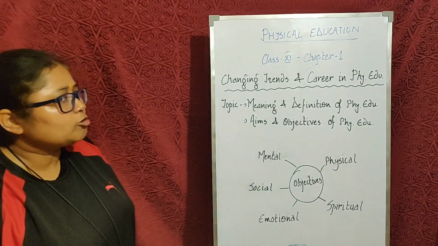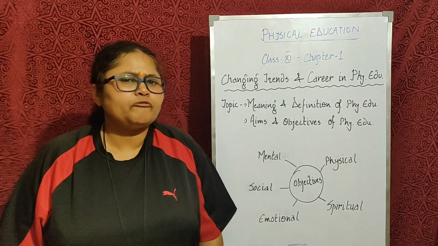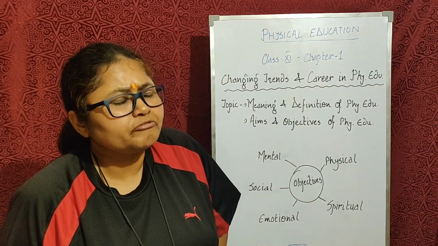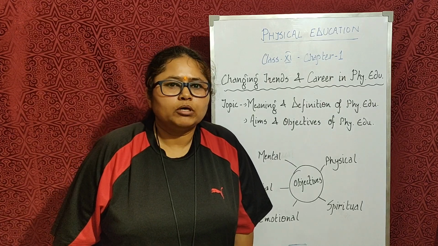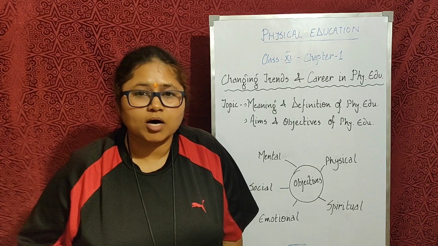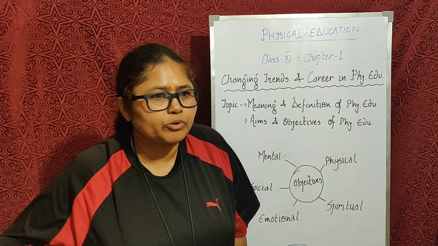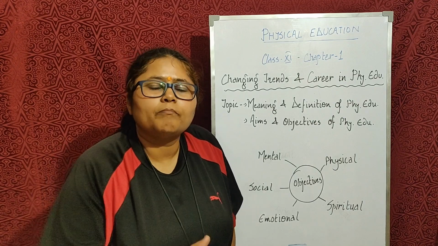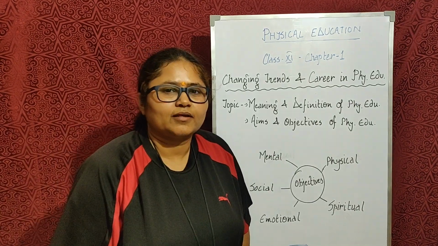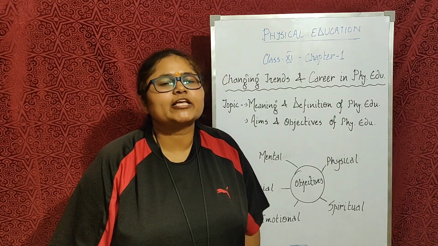The second objective of physical education is mental development. If we talk about mental fitness, we talk about the alertness of your mind: how quick and prompt you are in taking a decision, how quickly you are able to distinguish right from wrong, or bad from good. Let's take an example of an accident which takes place on a road.